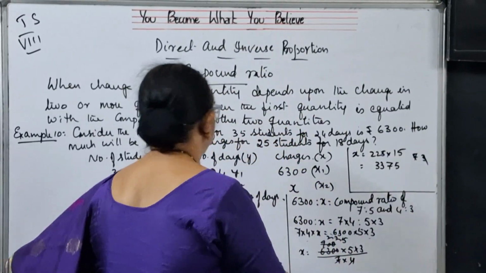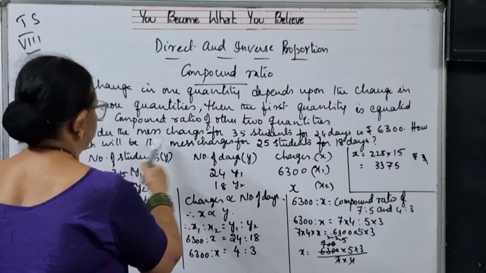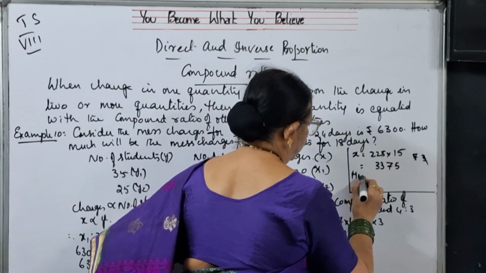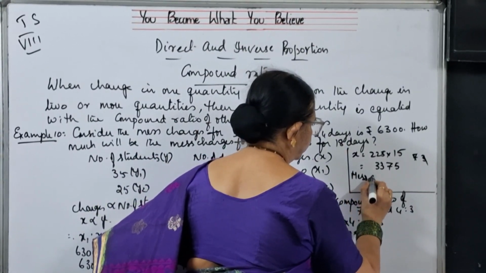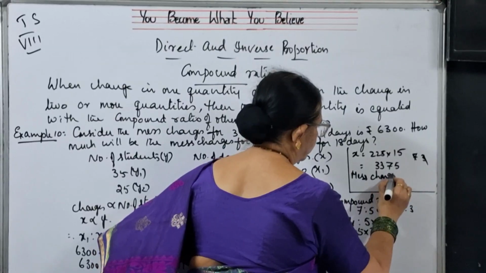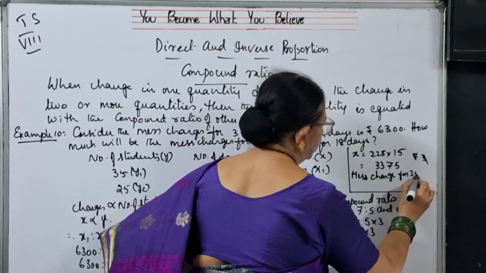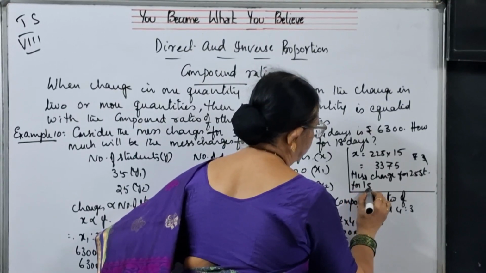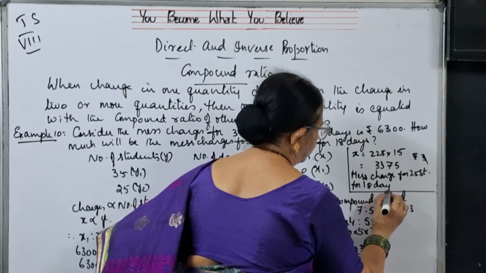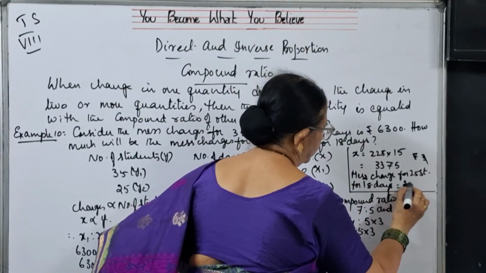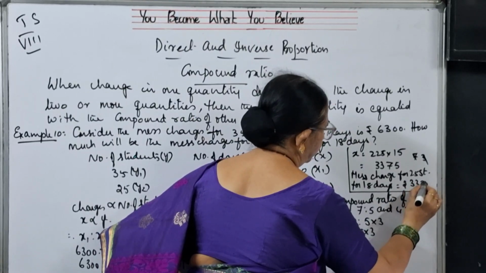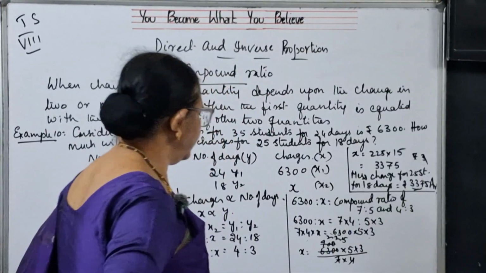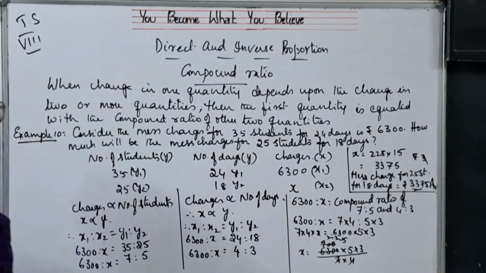So x means what? Mess charges for 25 students. So I'll write the mess charges for 25 students for 18 days is equal to rupees 3375. That is the answer. So I hope I am clear, children.